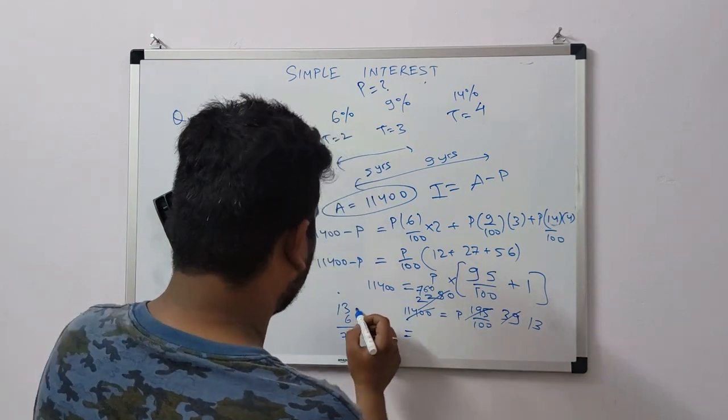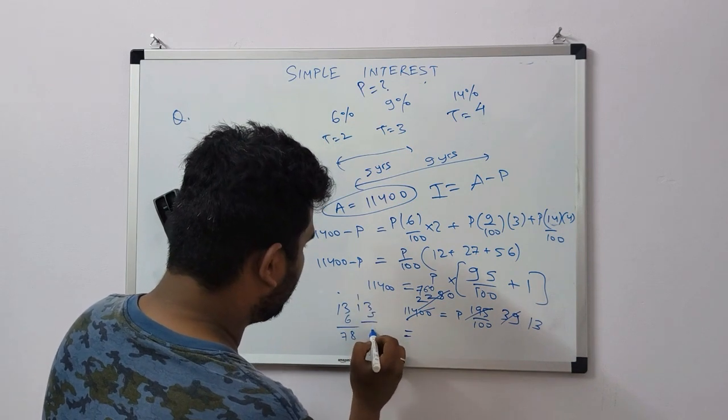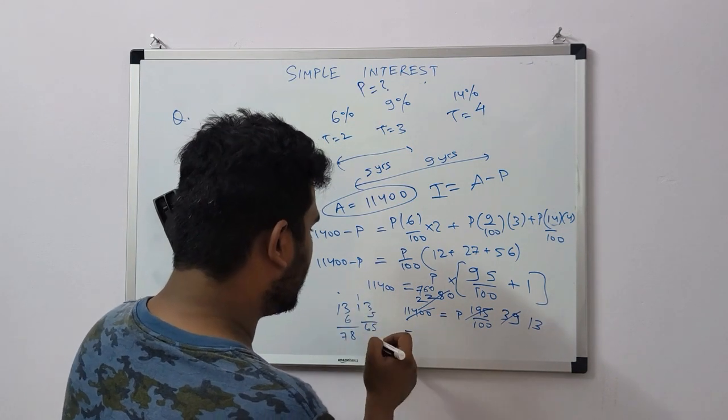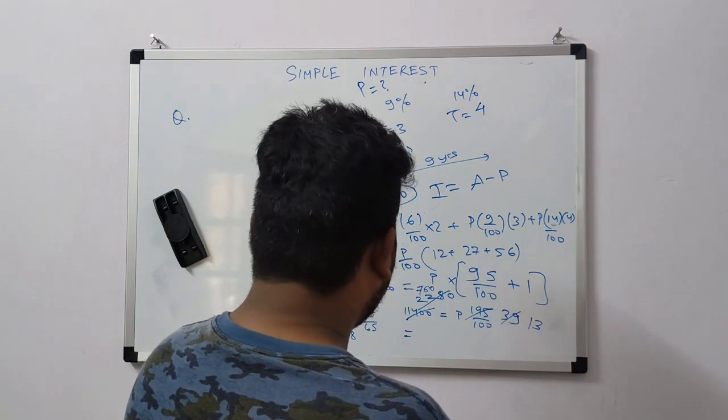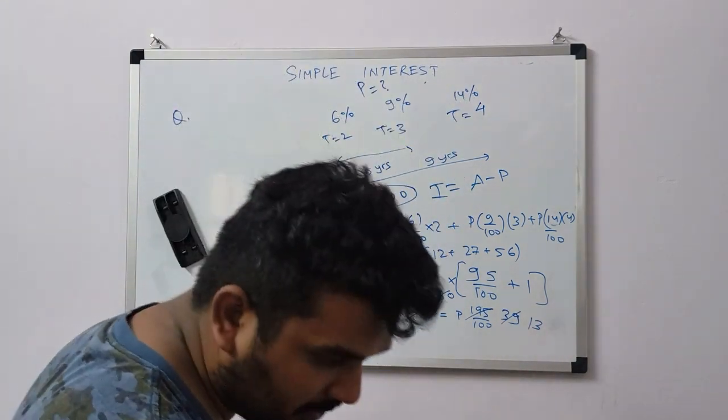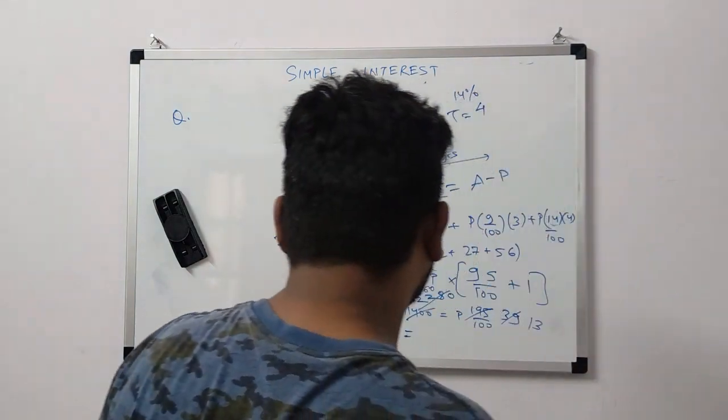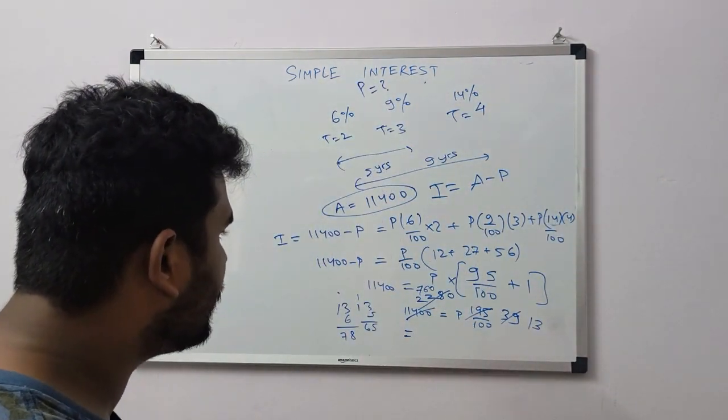78 and 13 5s are 15, 65 and 65 and 78, 110. Have I made some calculation mistake? What is it at the end?